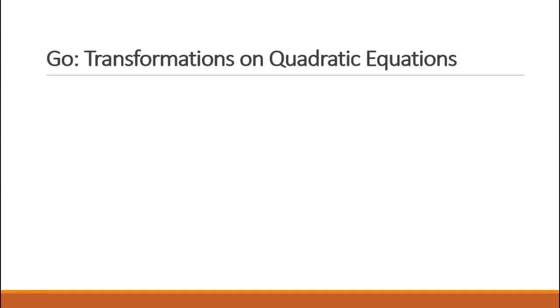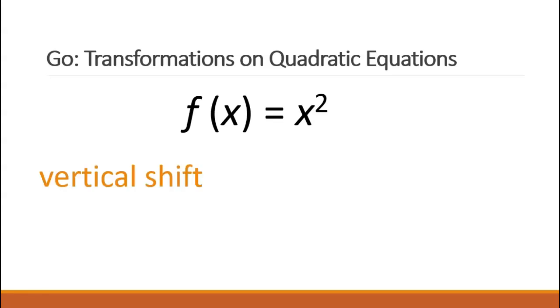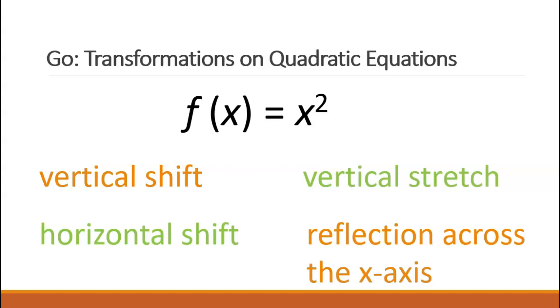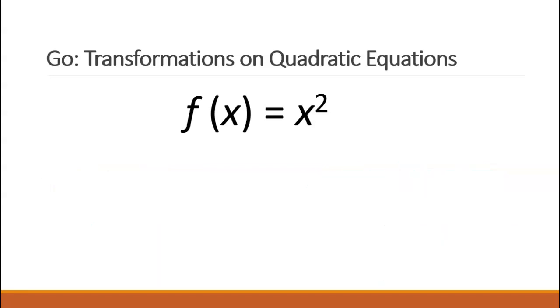You studied transformations on quadratic equations in Math 2. In that course, you learned 4 ways to transform the parabola f of x is equal to x squared. The first is a vertical shift. Second, a horizontal shift. Third, vertical stretch. And fourth, reflection across the x-axis.